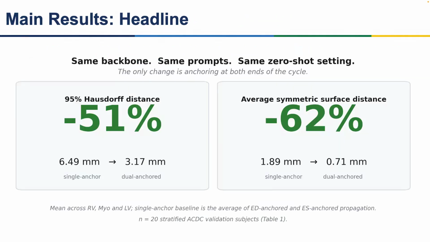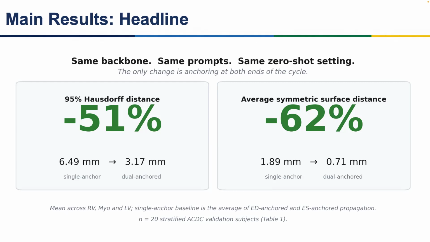Here, this is the main quantitative result I would like you to remember. When averaged across the right ventricle, myocardium, and left ventricle, dual anchoring reduced the mean HD95 from 6.949 to 3.17 millimeters, corresponding to a 51% reduction. Mean ASSD decreased from 1.89 to 0.71 millimeters, corresponding to a 62% reduction.